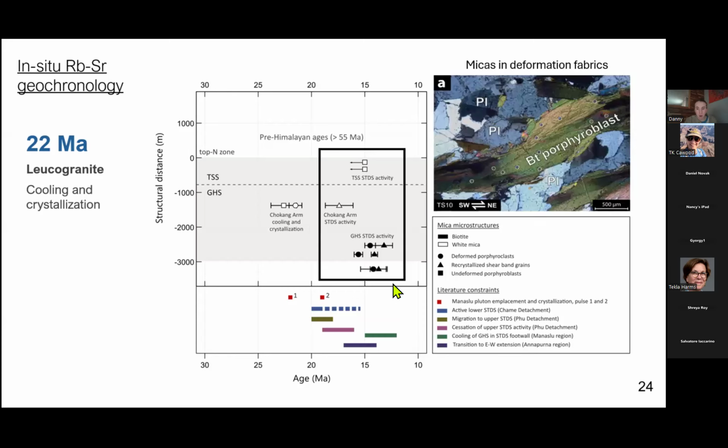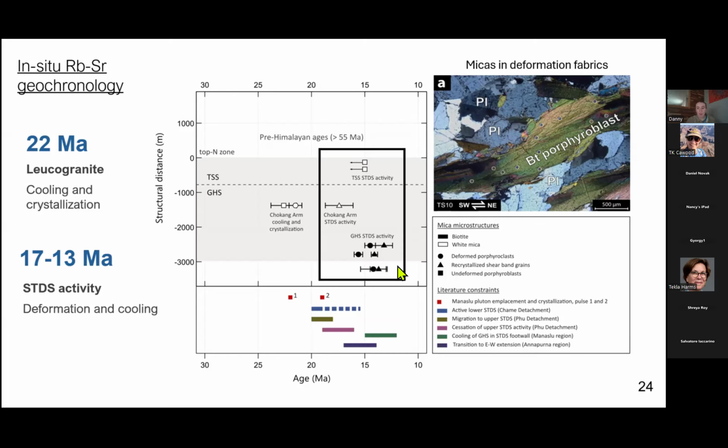So the dates in this box are interpreted as representing the time of ongoing South Tibetan Detachment System activity along the transect. They range from 17 to 13 Ma. And because the South Tibetan Detachment System facilitated normal sense deformation within the shear zone, the deformation is intimately linked to cooling of lithologies both within the shear zone and beneath it. So these dates are interpreted as deformation and cooling dates related to activity on the South Tibetan Detachment System zone.